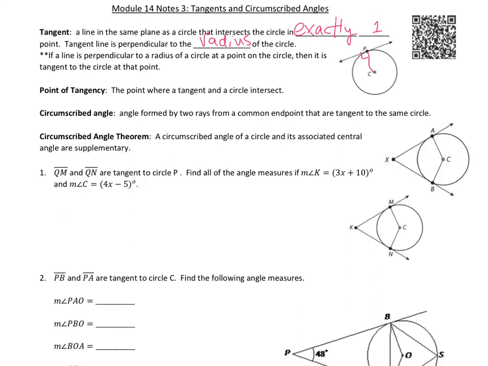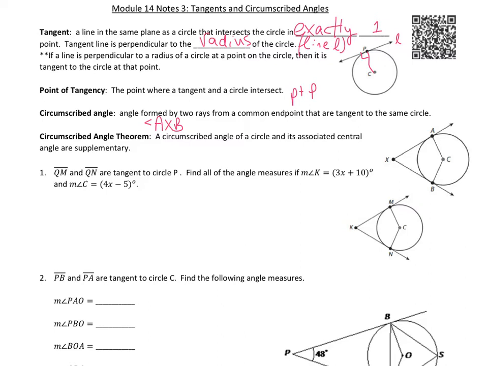The point of tangency is this point P where it crosses. I'm going to say that this is line L up here. So our point P is just where it touches and intersects our circle. The circumscribed angle then is an angle that's formed from two common endpoints that are tangent to the same circle. So if you look at my picture over here, the circumscribed angle would be this angle AXB.